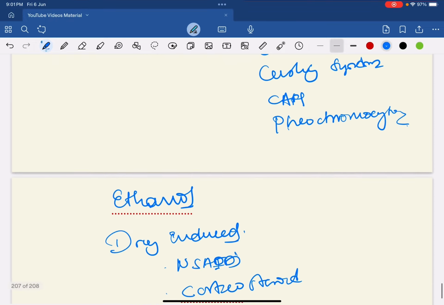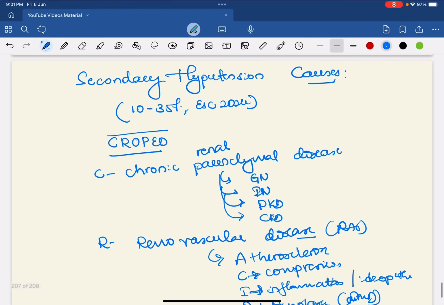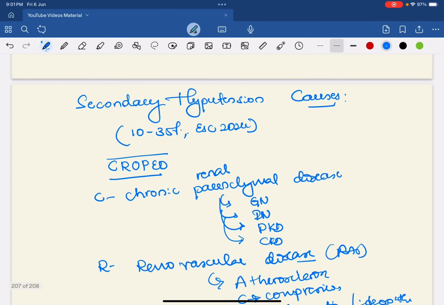So these are all the causes for secondary hypertension which you have to rule out before making the diagnosis of primary hypertension or essential hypertension, because the prevalence is very significant. 10 to 35% of all the hypertensives will have one of the causes for secondary hypertension, that you have to find out and treat. So these are the causes of secondary hypertension.